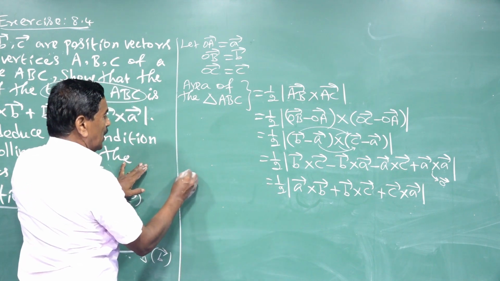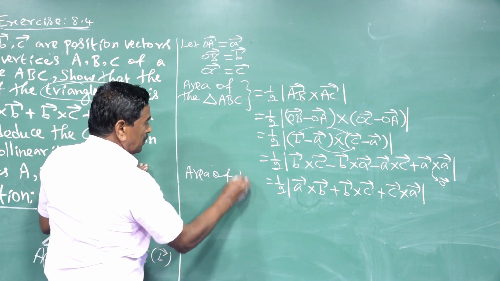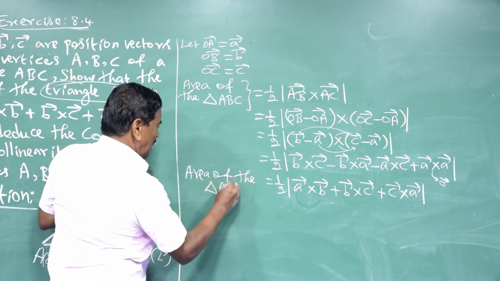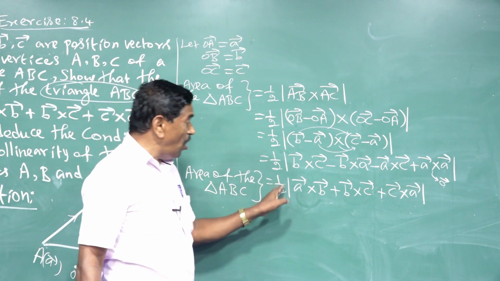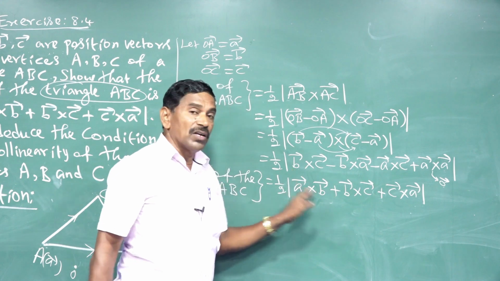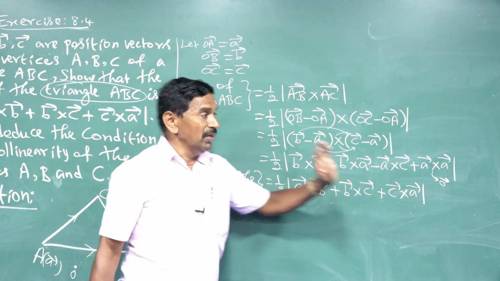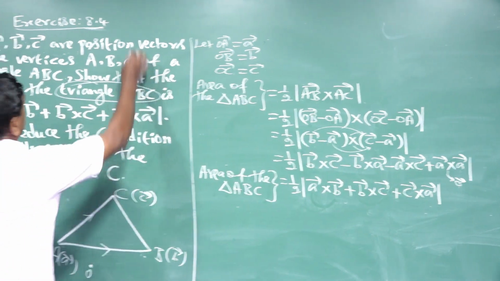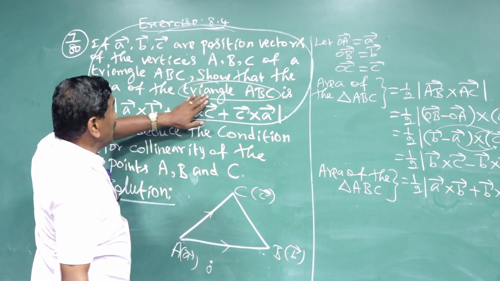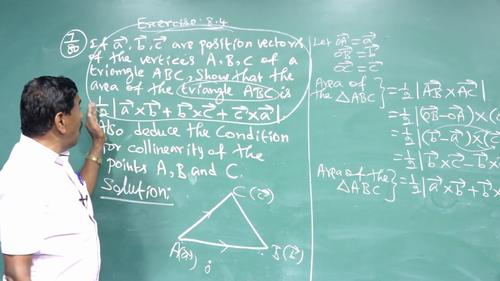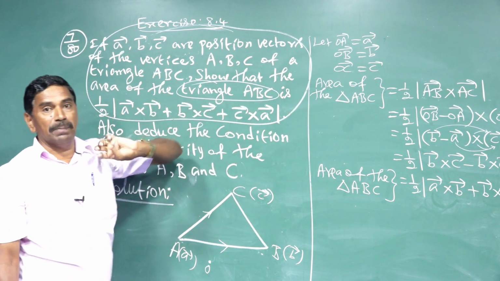Now write its left hand side. What is left hand side? Area of the triangle. Okay. Area of the triangle ABC equal to half into modulus A vector cross B vector plus B vector cross C vector plus C vector cross A vector. So in this question there are 2 parts. Which is the first part, which is completed. So that the area of the triangle ABC is equal to half into modulus A cross B plus B cross C plus C cross A. So first part is completed.